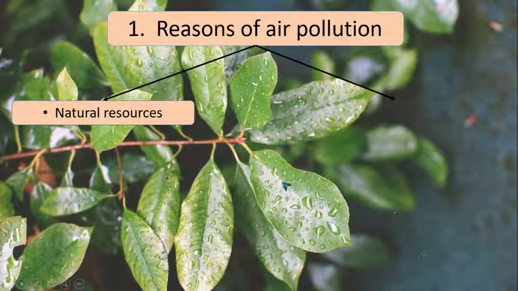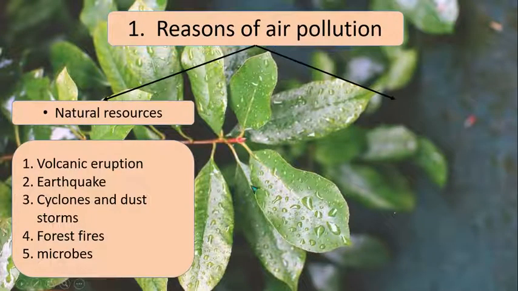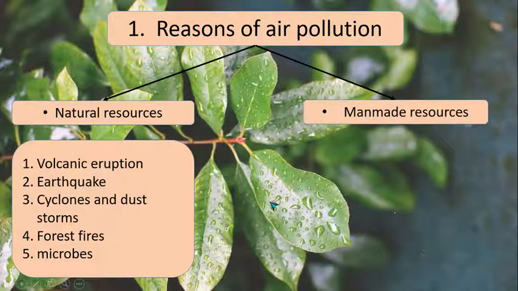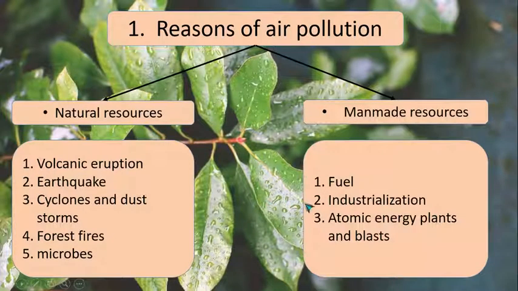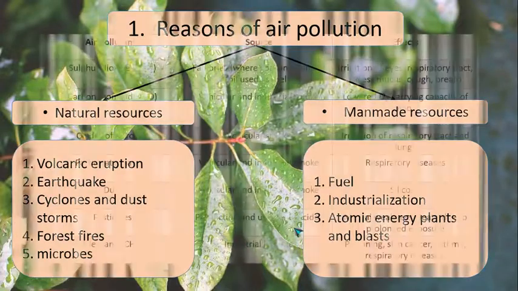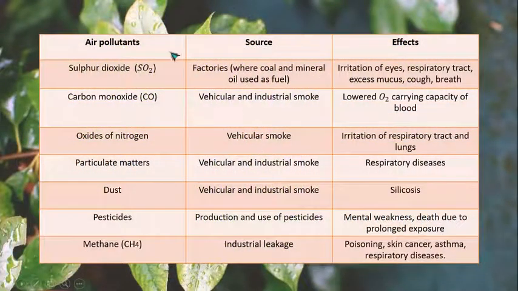Reasons of air pollution. Natural sources: volcanic eruption, earthquakes, cyclones and dust storms, forest fires and microbes. Man-made sources: fuel, industrialization, atomic energy plants and blasts. Here is a table showing the air pollutants, the sources of air pollutants, as well as the effects caused by air pollutants. Let's go one by one.